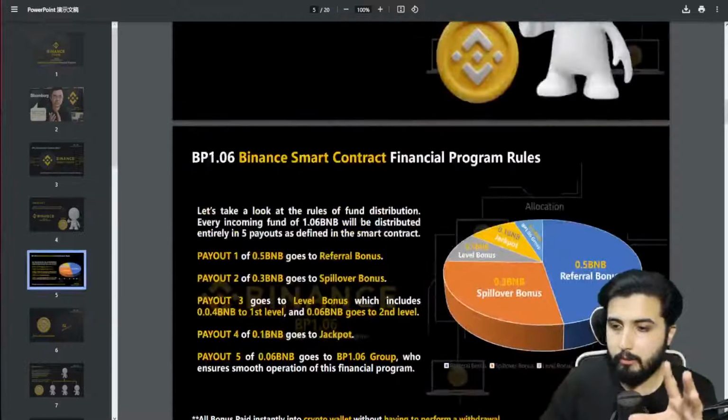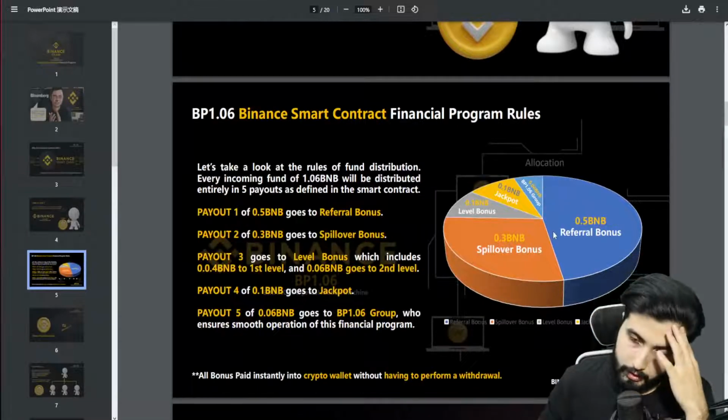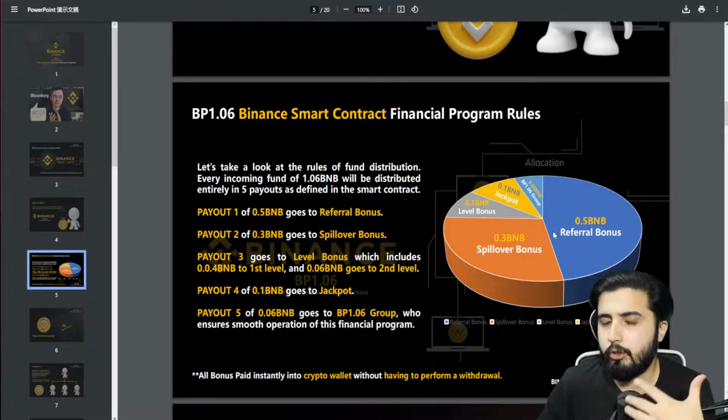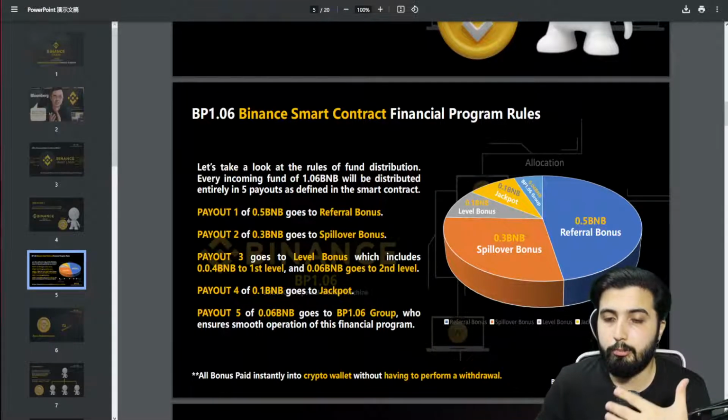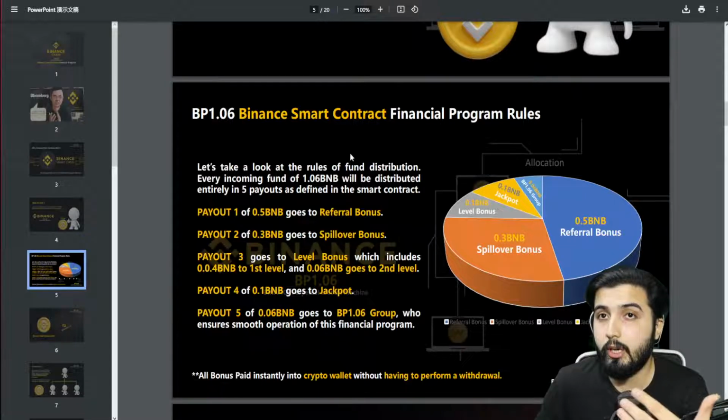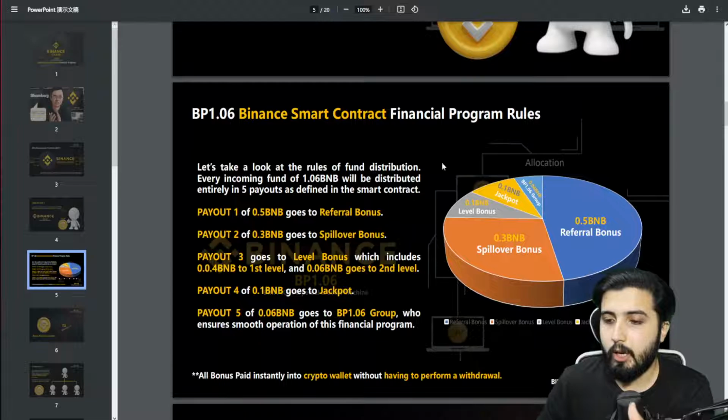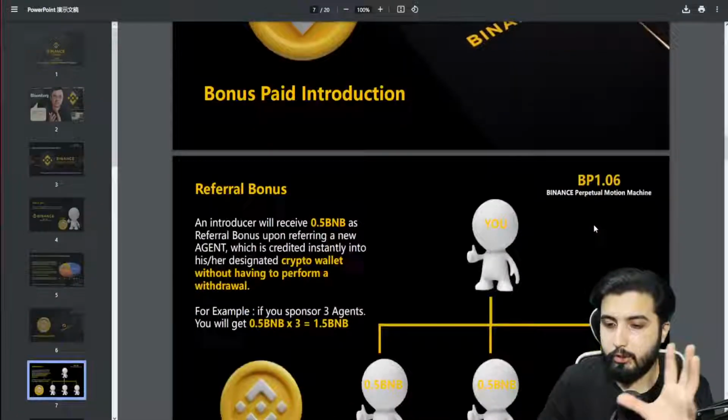So if you take a look at this one, for instance, someone referred you, someone gave you their link, and based on that link you joined, and then you performed the investment of 1.06 BNB, out of which 0.5 BNB goes to the person that referred you. And when you refer someone, the 0.5 BNB out of their 1.06 BNB that they deposit is going to your crypto wallet directly. So there's no confusion here.